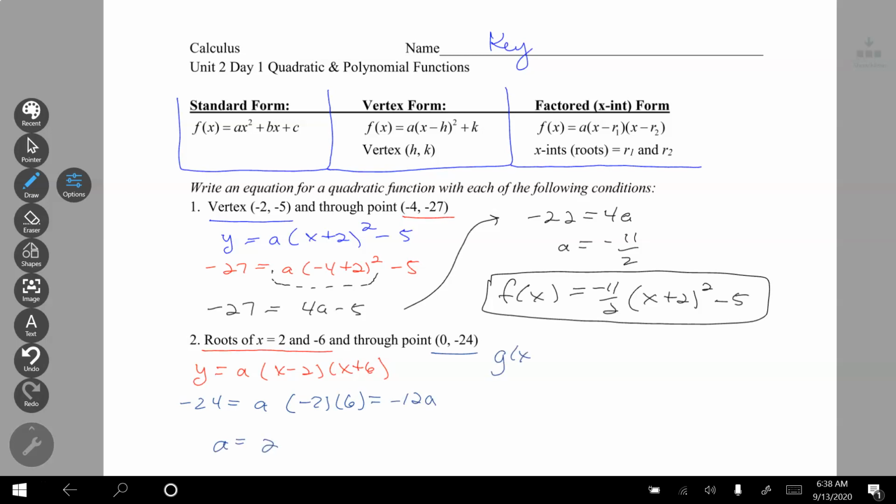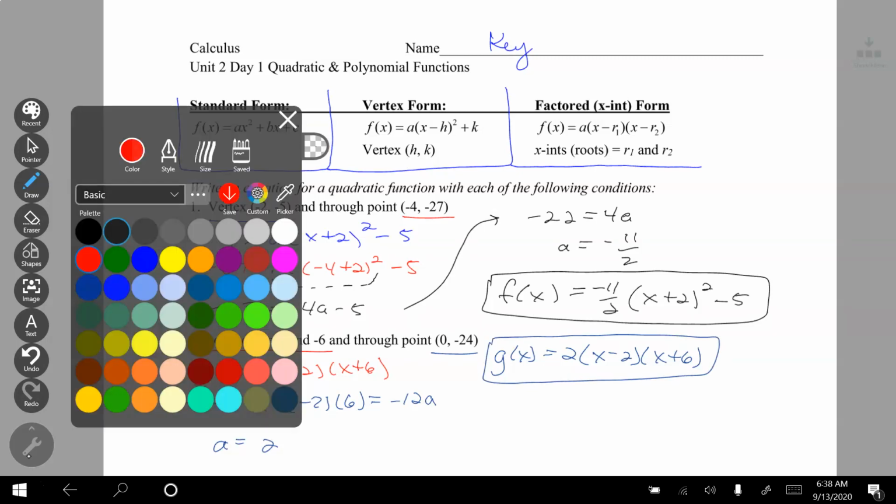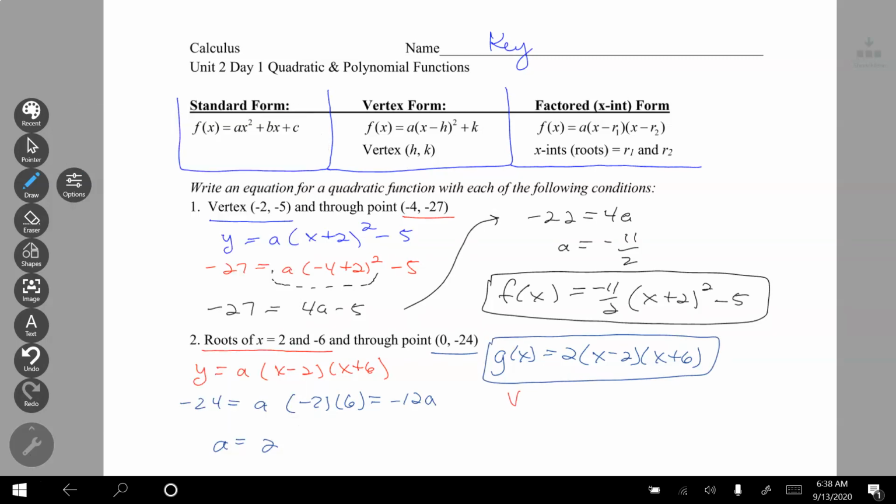So my function is 2(x − 2)(x + 6). That is my function. But what if I wanted to ask a question? What's the vertex?